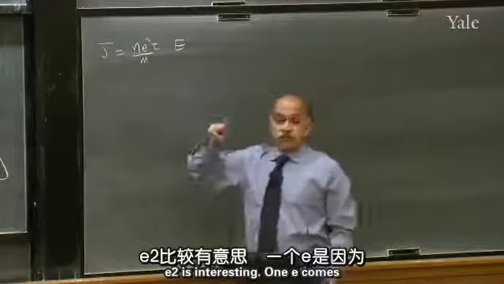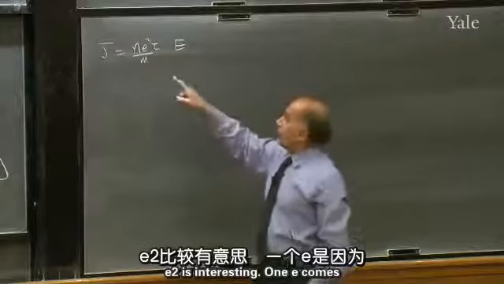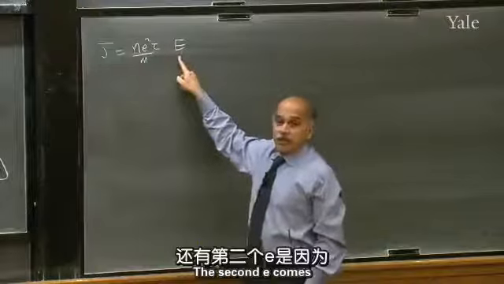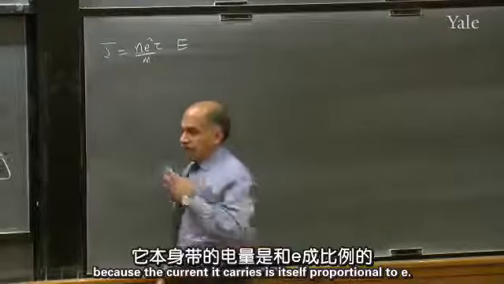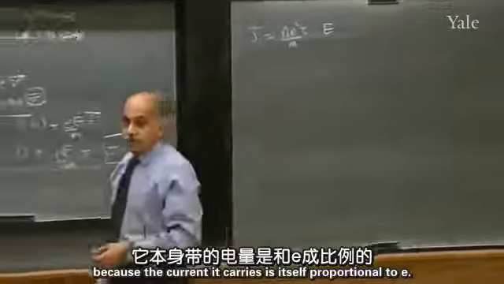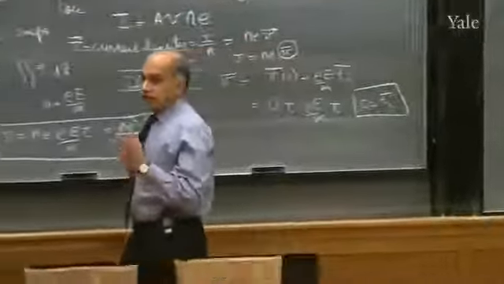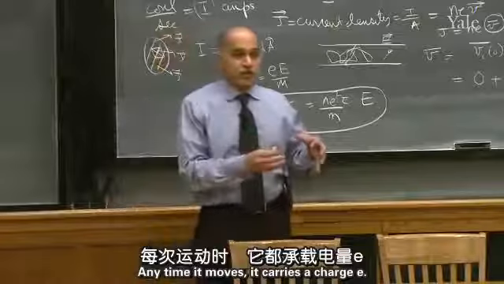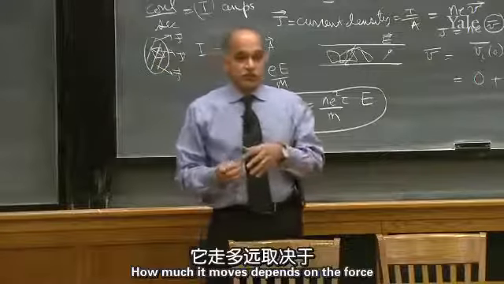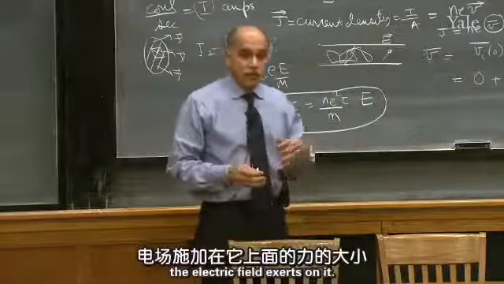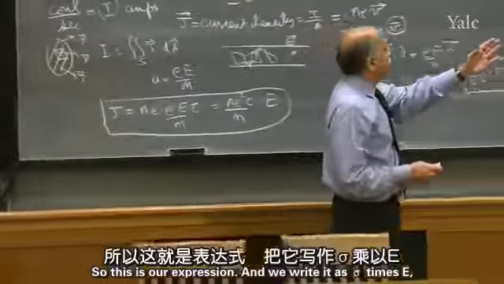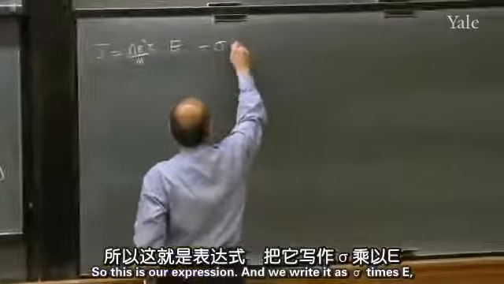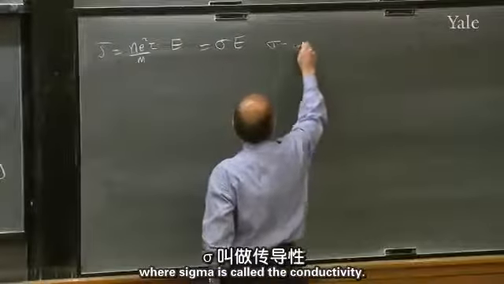e squared is interesting. One e comes because the force on the carrier is little e times big E. The second e comes because the current that it carries is itself proportional to e. Understand? The charge of the carrier affects it in two ways. Anytime it moves, it carries a charge e. And how much it moves depends on the force the electric field exerts on it. That's another e. So this is our expression. And we write it as sigma times E, where sigma is called the conductivity.